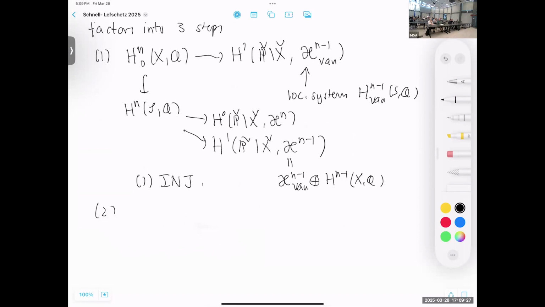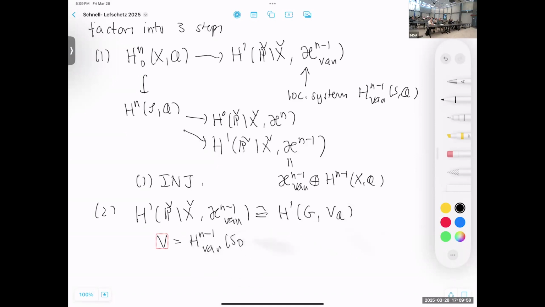The second step is that the cohomology of the local system is actually just the cohomology of the fundamental group. So a group cohomology thing. So I have an isomorphism between the cohomology of that local system with the first group cohomology of the fundamental group on this Q vector space V_Q, where I'm just using the notation: V is the vanishing cohomology of the reference fiber over the integers, and V_Q is just the rationally defined one. And this is a G-module, a representation of G.